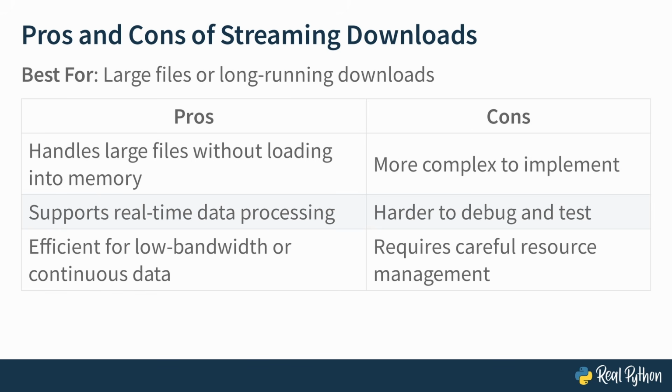However, streaming does include some complexity. The code is longer, and you have to manage the loop and file writing manually. It can also be harder to debug if the connection drops in the middle of a stream, and it requires you to be more careful with resource management, and you need to ensure connections are closed properly.